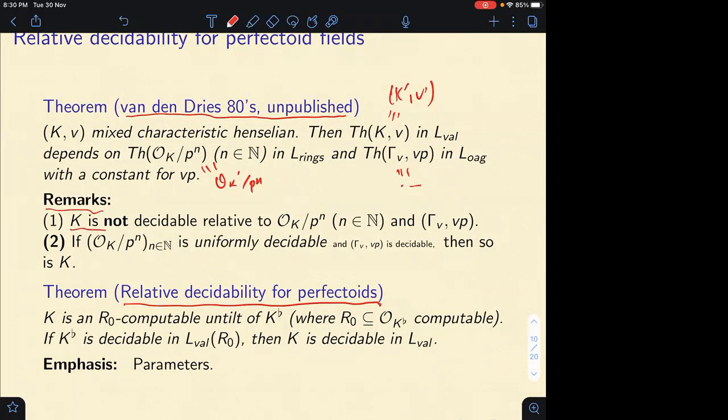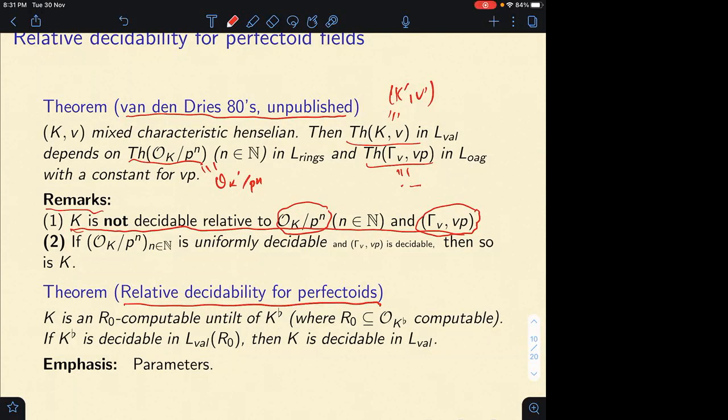This theorem tells you that the theory of K is axiomatized just by putting together the theories of all the residue rings, so to speak, and the theory of the value group. What it doesn't imply is that it's decidable relative to all of these residue rings and also the value group. So in fact, you can cook up examples of mixed characteristic Henselian fields where each individual residue ring is decidable in the language of rings, and the value group is also decidable, but K itself is not decidable in the language of valued fields. So what's the problem here actually? Why doesn't it imply that?